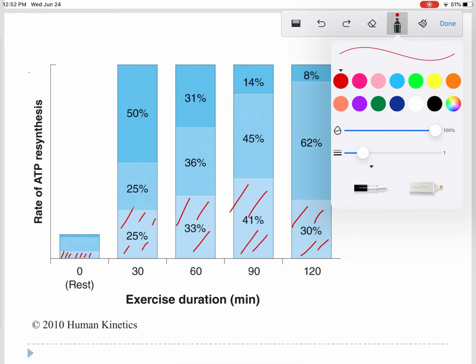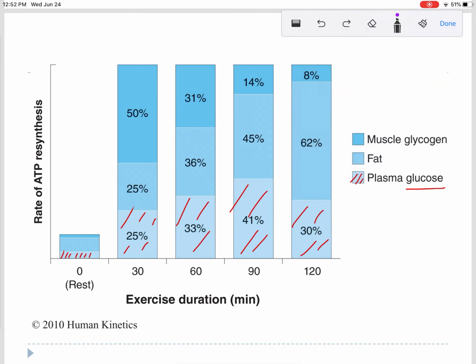Now, let's use a different color, because I actually like this chart. Let's use purple. Purple is going to be our glycogen. Okay, let's do solid for glycogen. So here's our glycogen.